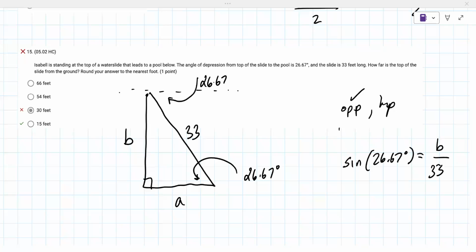B here is 33 times the sine of 26.67. I got 32.981.